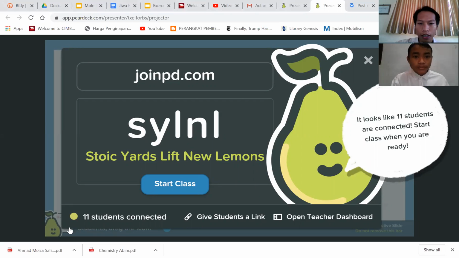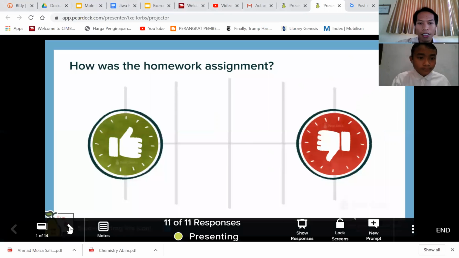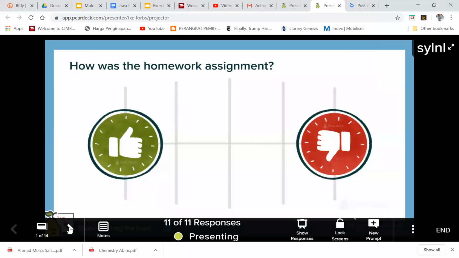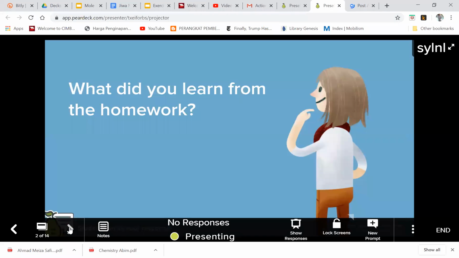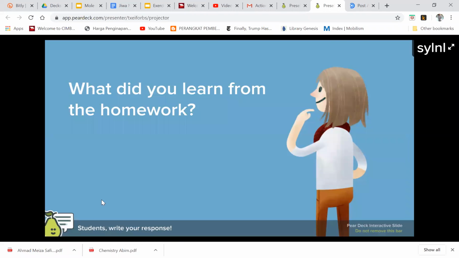Okay, you will see something like this. So please do the instruction. How was the homework assignment? Yes, 11 students already responding, good. Let's continue to the next slide. What did you learn from the homework? Please write down your response. You can write your response on the right side.